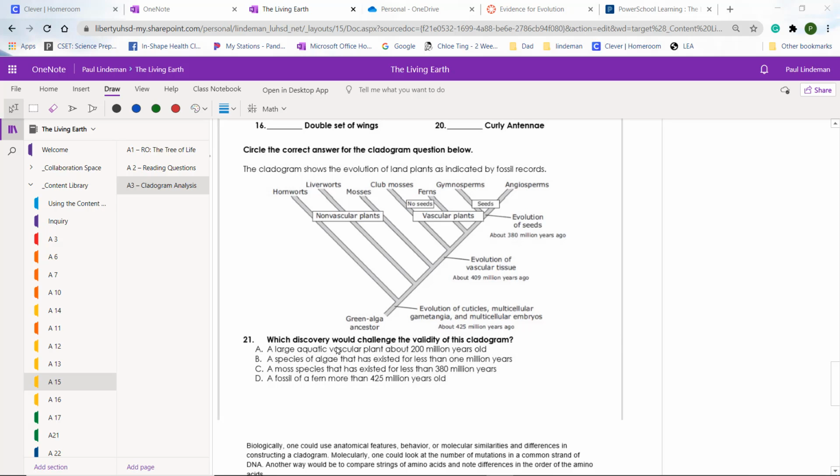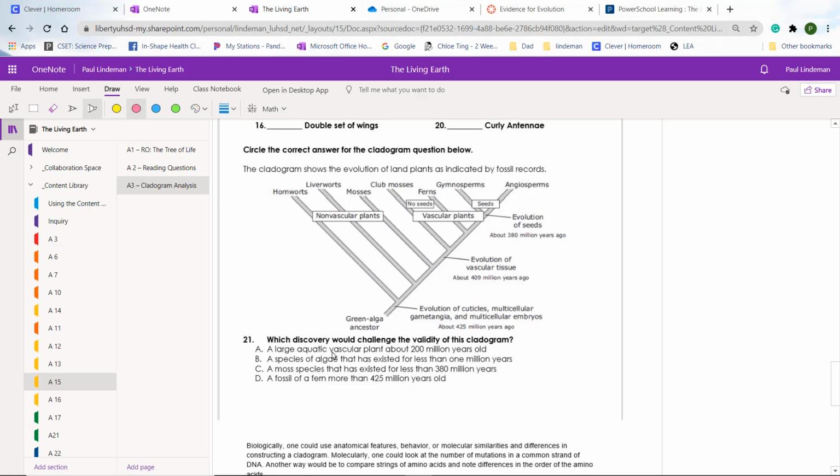Okay, so the first one, which discovery would challenge the validity of this cladogram? They have a large aquatic vascular plant about 200 million years ago. Over here, we have green algae came first, the evolution of cuticles, multicellular gametophytes, and multicellular embryos came next, evolution of vascular tissue came next, and then evolution of seeds. And we have our hornworts, liverworts, mosses, club mosses, ferns, gymnosperms, and angiosperms.